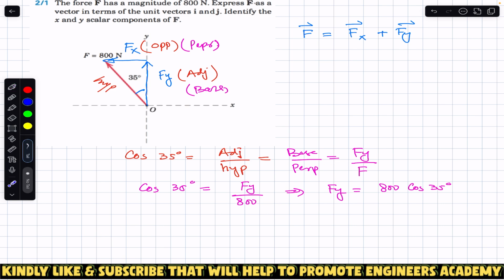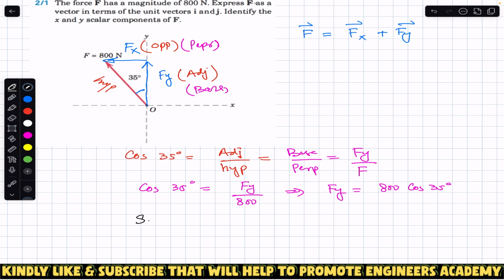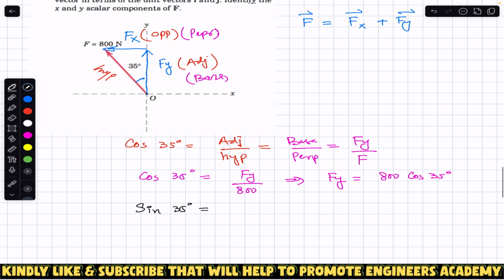Now remember that if we are given the angle with the adjacent side, then that adjacent side will always be the cos component. Remember that f of y is the cos component. And similarly, if I apply the sine of 35 degrees, then we can say that sine of 35 will be the opposite side divided by the hypotenuse. Or we can say the perpendicular divided by the hypotenuse. And this is equal to, now the opposite side is f of x and the hypotenuse is that force F.